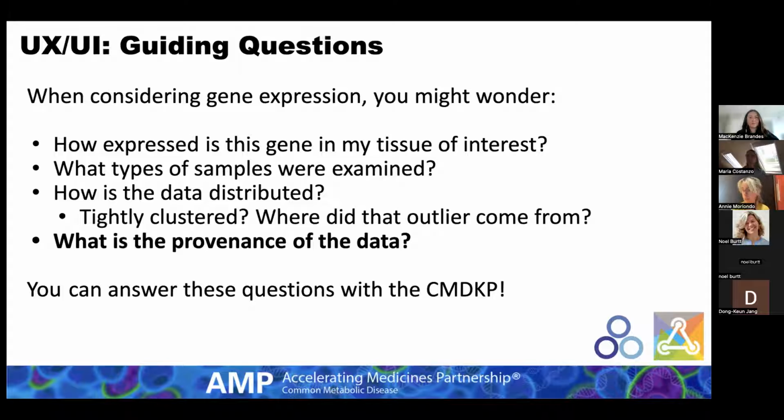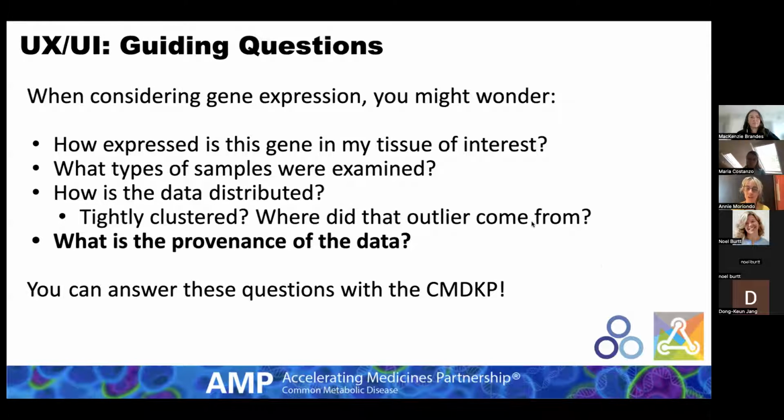What types of samples were examined? And how is the data distributed? That's really a question that can only be answered graphically, I think. The distribution of something, you want to see a plot. You want to see it before your very eyes.